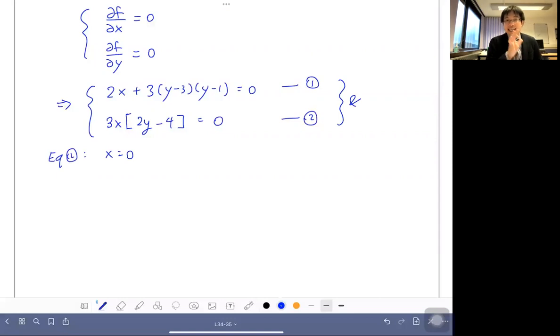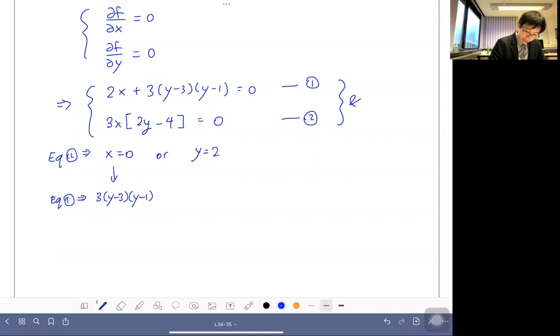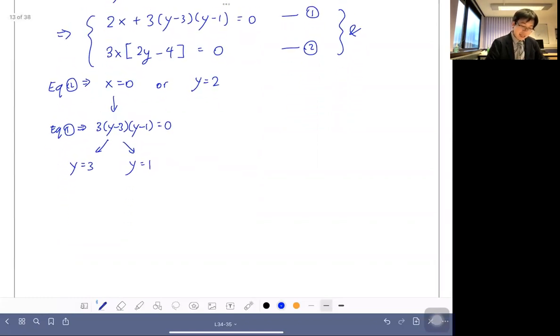If I want any hope for equation 2 to be satisfied, either x is 0 or 2y minus 4 is 0. So y equals 2, essentially, either this or this. Okay, so if x is 0, that means equation 1 implies 3 times y minus 3 times y minus 1 equals 0, which tells me either y is 3 or y is 1, right? So either of these cases.